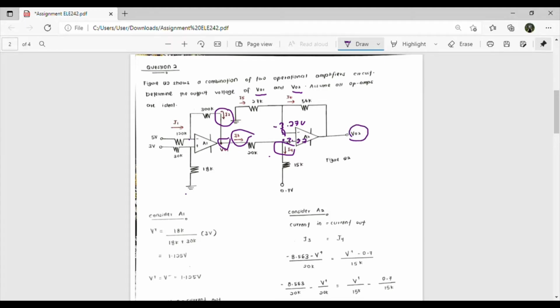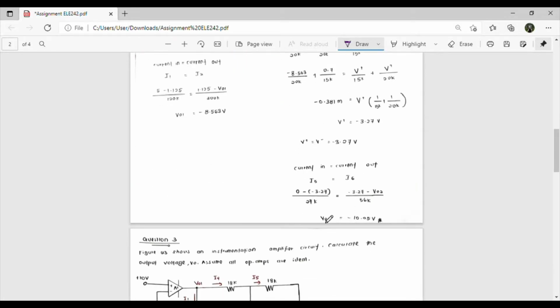So I apply current in equal to current out. It means that 0. Why 0? Because it is connected to ground. So 0 minus negative 3.27 volt divided by 27k, then negative 3.27 volt minus V02 divided by 56k. For the value of V02, it is equal to negative 10.05 volts.